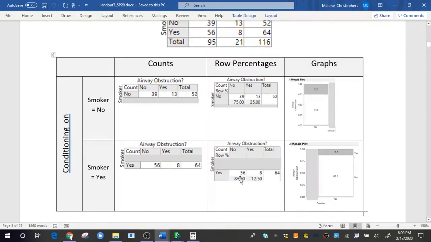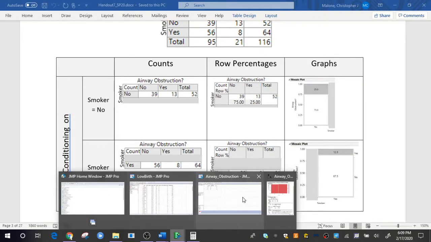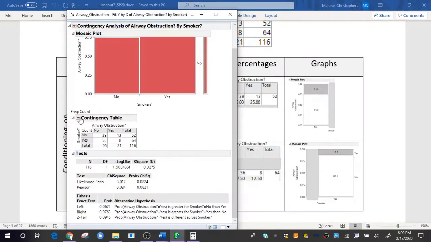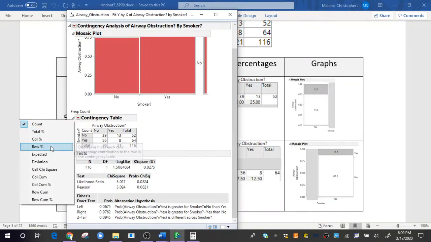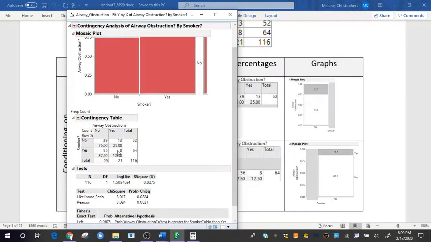So if you want these row percentages in JMP, all I've got to do from my contingency table is ask for row percent here. Again, I'm on my contingency part of the output, the red drop-down menu, and I can just ask for row percent. How those values are computed again is just taking that particular number, which was 13, divided by the total there of 52. Likewise, 39 divided by 52 would be 75%.